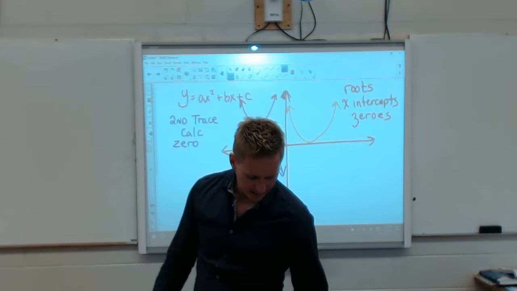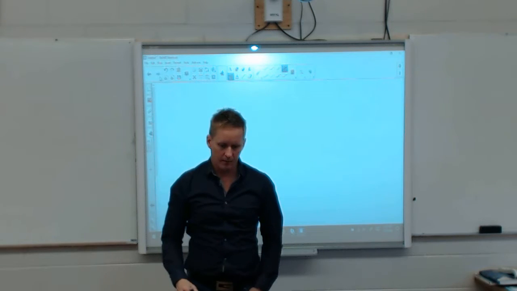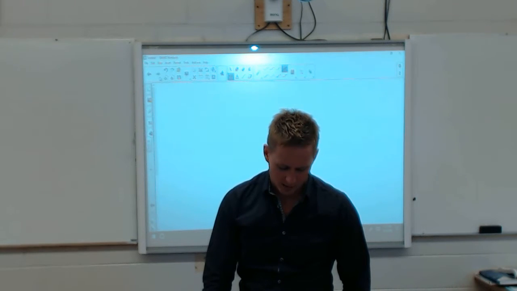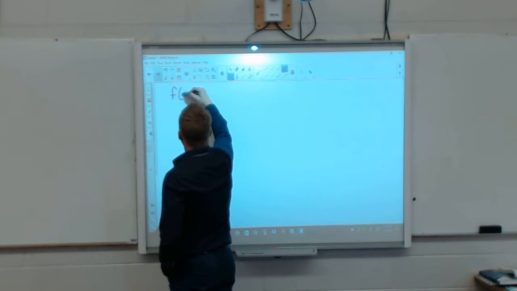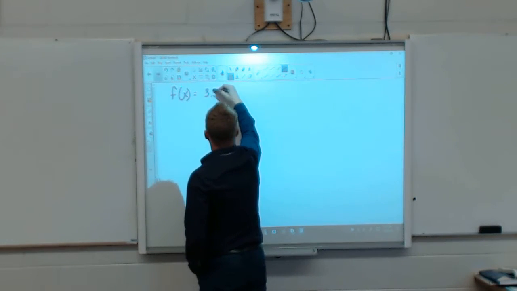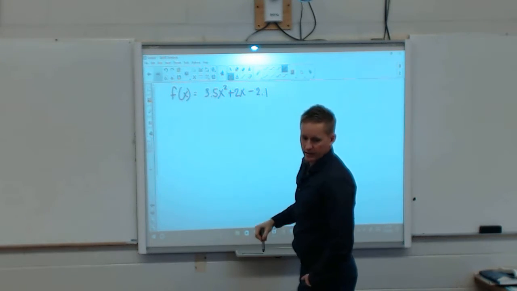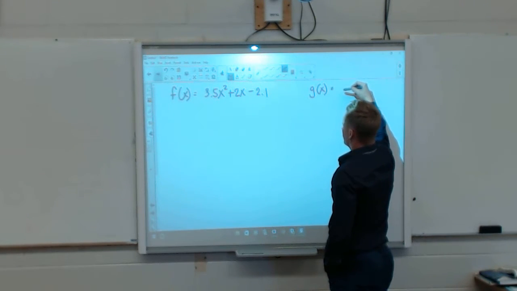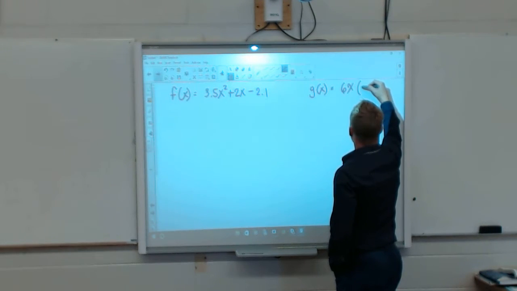Okay. So let's look at page 188, please. I'm going to look at this one question, which is question 4 on 188. Okay? I have two graphs given to me. F of x is equal to 3.5x squared plus 2x minus 2.1. And what's the next equation? G of x equals 6x bracket 3 minus x.